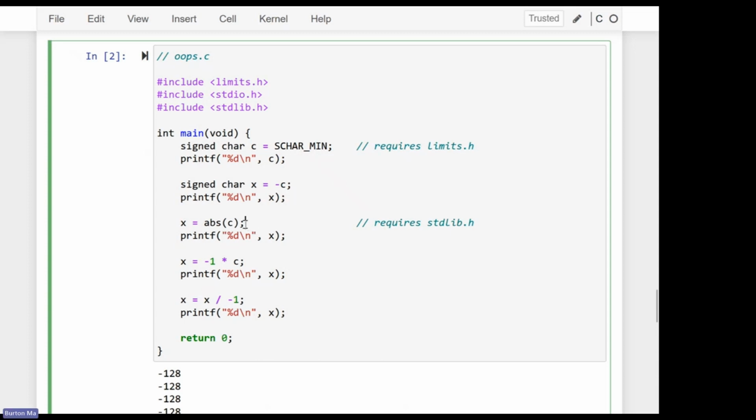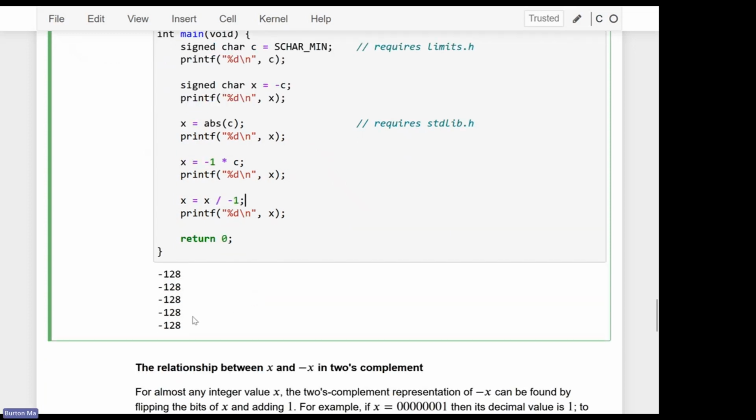I'm going to take the absolute value of C, which should be 128, multiply C by minus one, divide C by minus one. And on my computer, you see that starting out with a negative number and multiplying it by a negative number ends up with a negative number. So in other words, we already know you can't possibly get the correct answer. 128 doesn't fit in the range of an 8-bit 2's complement number. On my computer, you just get back the original number.